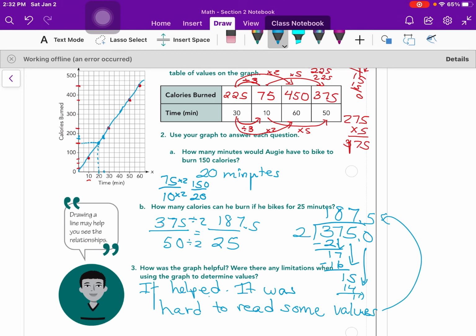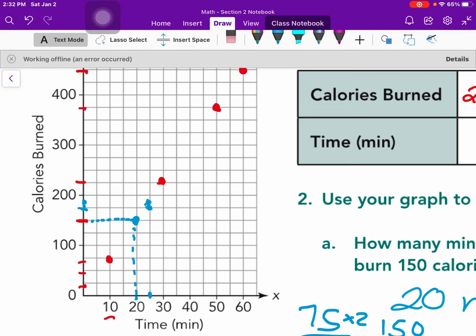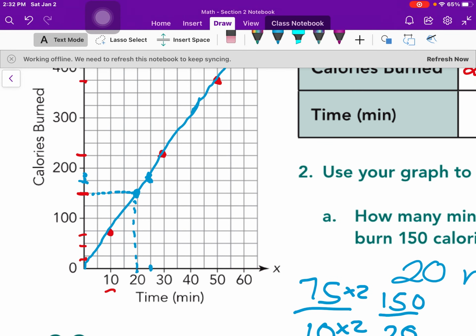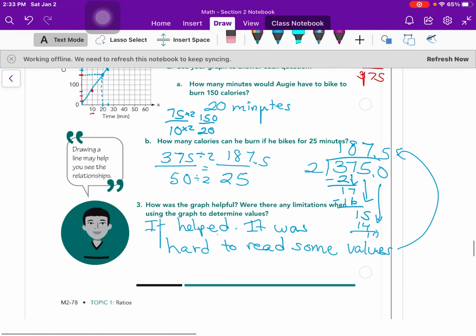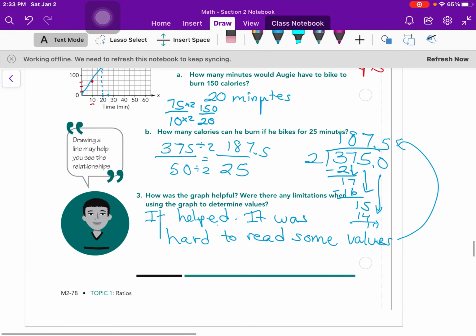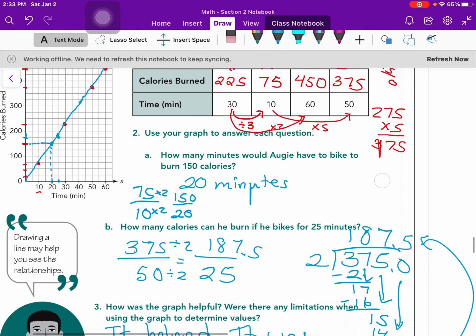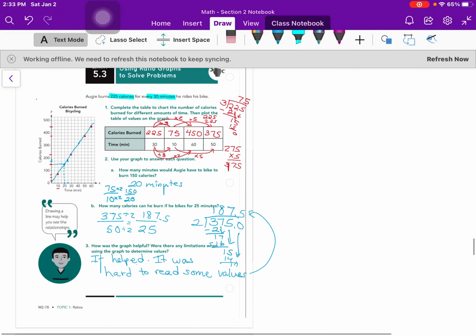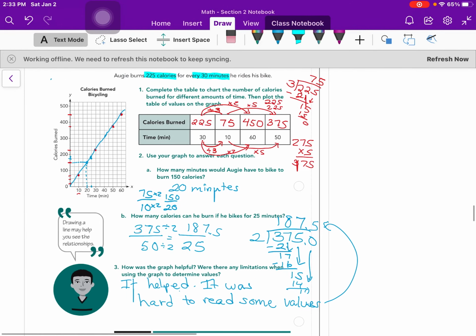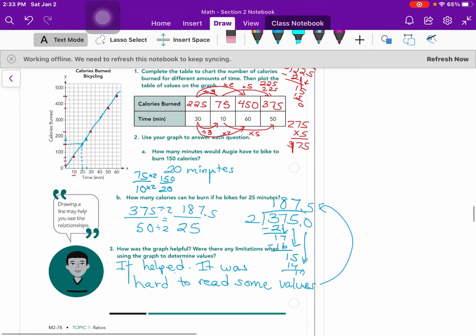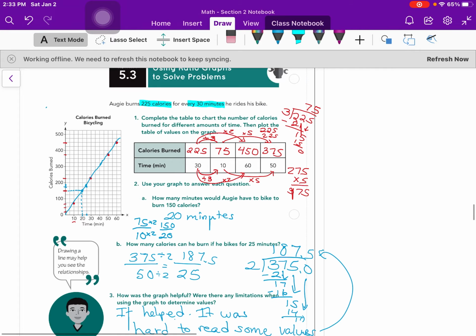Like this one, right? 187.5. Kind of hard from this to come up with exactly 25 minutes. Where exactly does that lie? So we had to do a little rounding where the graph, or not the graph, the table helped us come up with a very specific answer. So sometimes the graph is helpful for a general kind of rule. Sometimes it can be a little trickier with some of them.